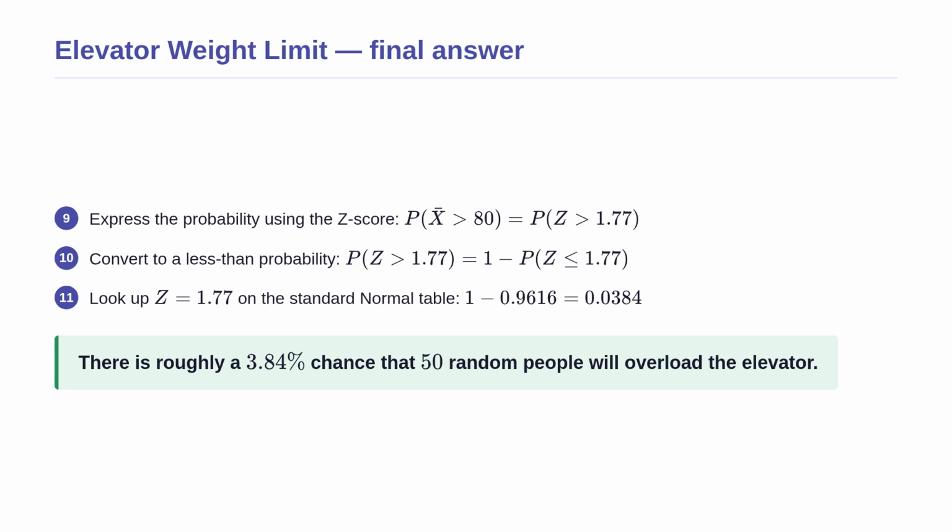We have reached the final step of our elevator calculation. We need the probability that the sample mean is greater than 80, which corresponds to a Z-score greater than 1.77. Using the standard normal table, the probability of a Z-score being less than 1.77 is 0.9616. Subtracting this from 1 gives 0.0384. Interpreting this physically, there is roughly a 3.8% chance that 50 random people will overload the elevator, even though their individual weights are not normally distributed. The central limit theorem allowed us to find this exact probability.